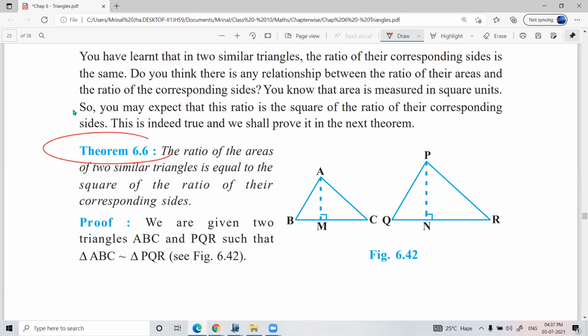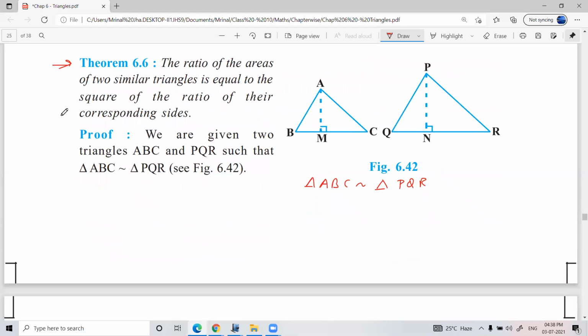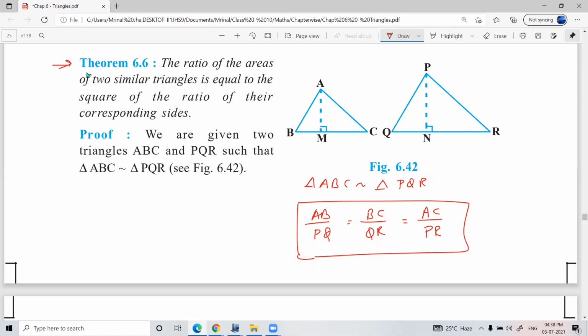Let's move on to the next topic. Theorem 6.6. What does it say? Ratio of areas of two similar triangles is equal to the square of the ratio of their corresponding sides. So far what we had learned is that if two triangles are similar, let's say triangle ABC is similar to triangle PQR, then we know that AB by PQ is equal to BC by QR is equal to AC by PR.